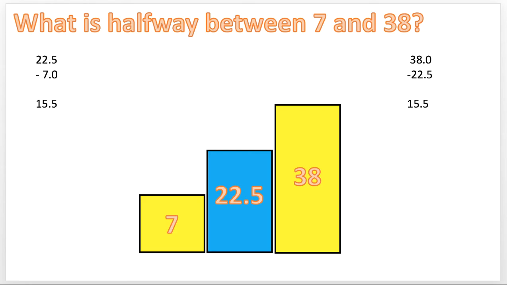If we want to verify, we can see that 22.5 minus 7 is 15.5, and 38 minus 22.5 is also 15.5. So 22.5 is exactly halfway in between 7 and 38. It's 15.5 away from each of those numbers.